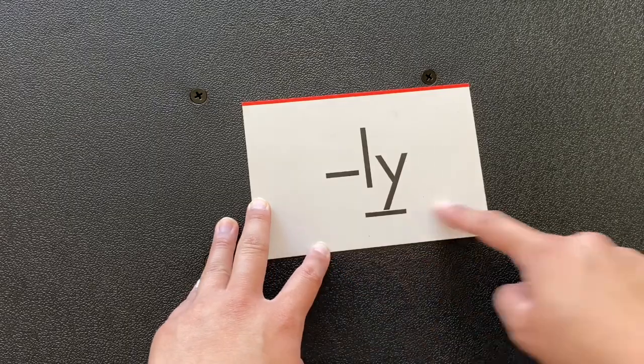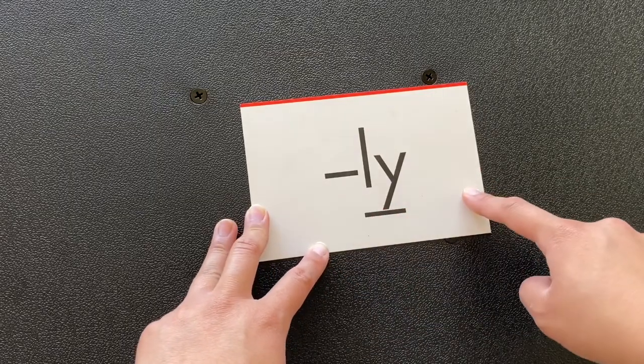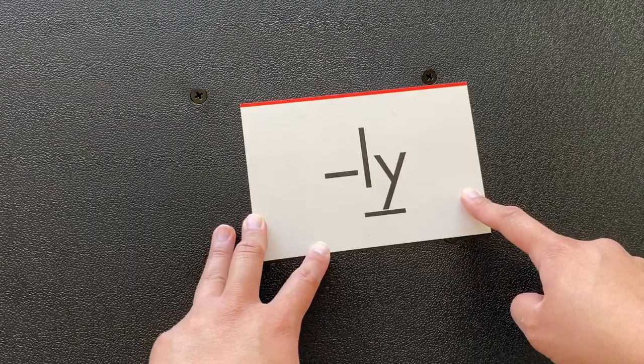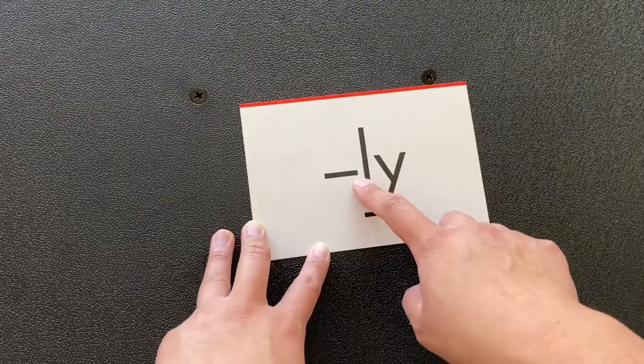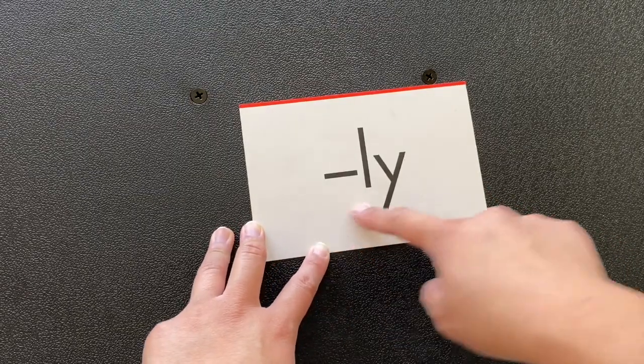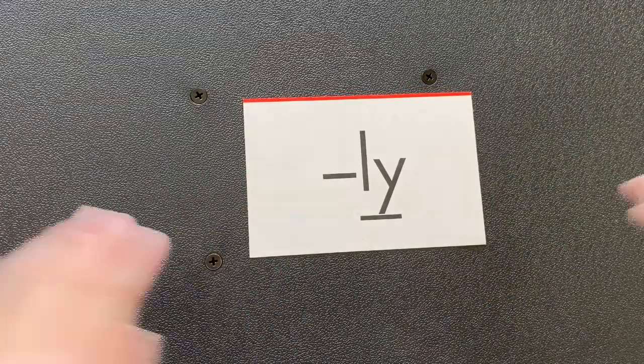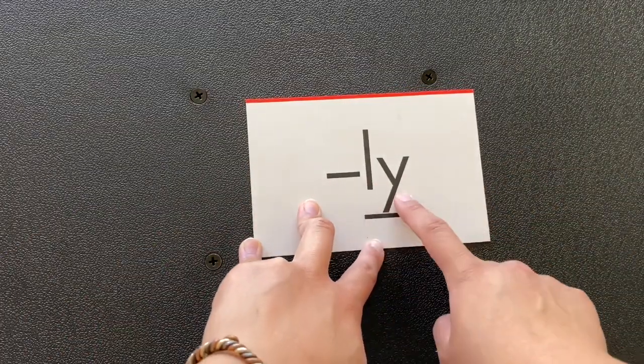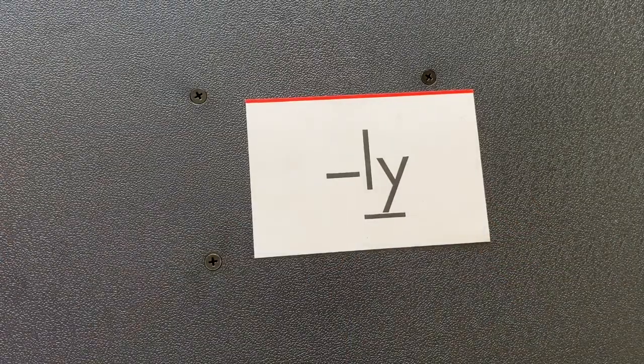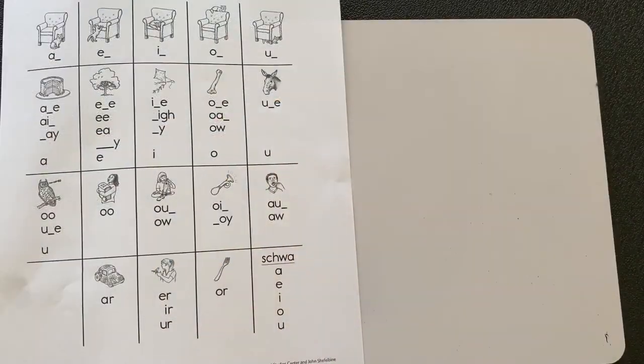Great. Read lee. This syllable is irregular. Spell L-Y. Read lee. Spell L-Y. Read lee. Great job. Let's go ahead and move into guided spelling.